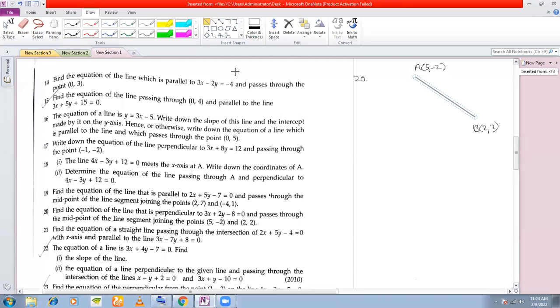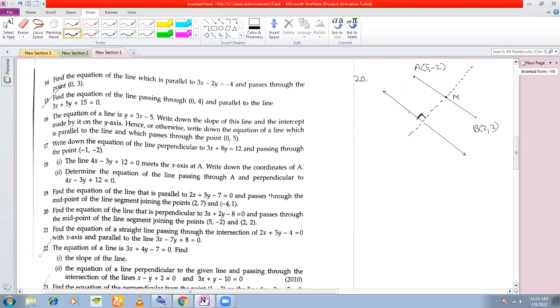We join the two, and you need to find the equation of a line which passes through the midpoint of this. If M is the midpoint, you need to find the equation of the line that passes through this midpoint. And what else is given? Not only this, but it is also perpendicular. This dotted straight line whose equation you need to find is perpendicular to another straight line.